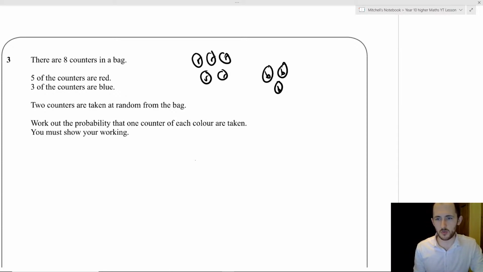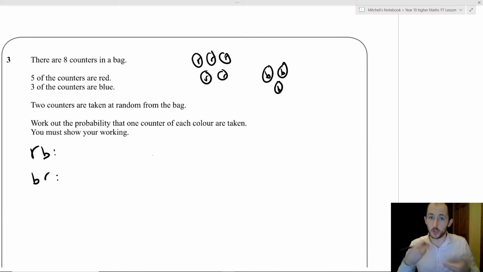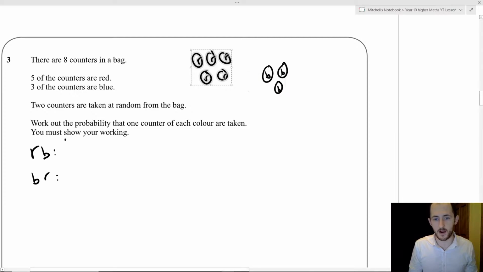Now, if we want one of each colour, either a red is taken then a blue, or a blue is taken then a red, right? Now let's have a think about the probability. So I'm going to do this without doing a probability tree because I want to show you a new way of doing it, because in the previous questions we've already done probability trees, okay? So, probability of taking a red, right, is going to be the 5 reds we have, so 5, over the total number of counters, 1, 2, 3, 4, 5, 6, 7, 8.